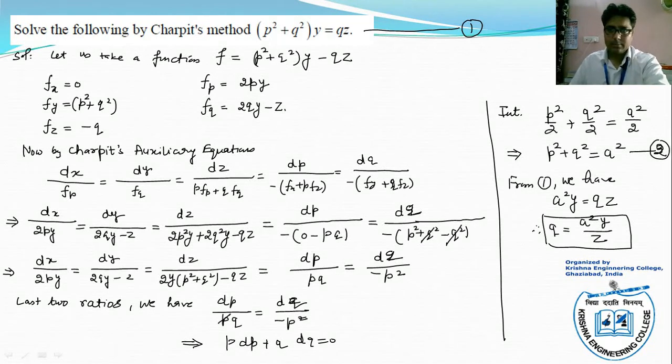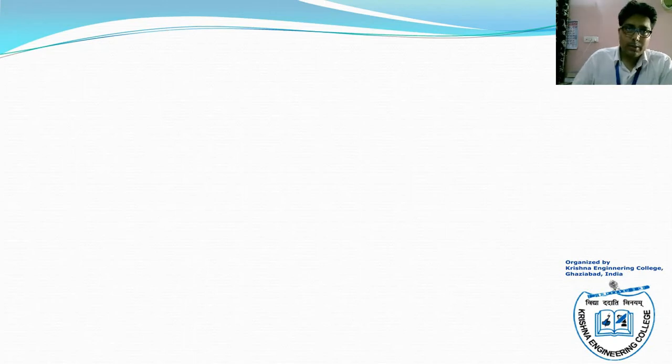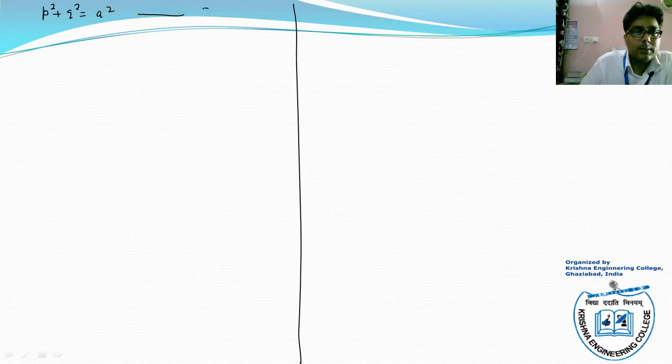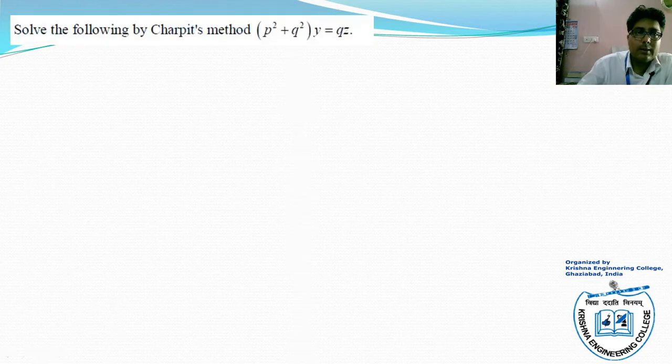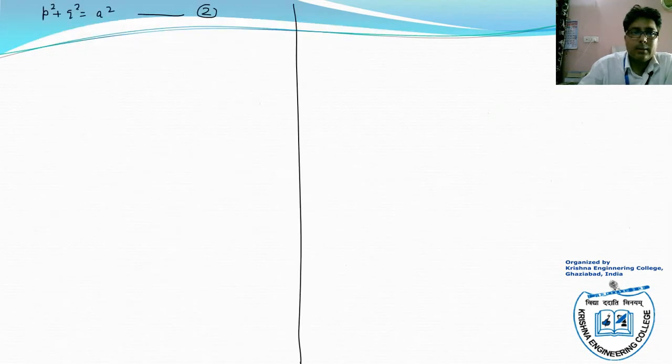Clear? The value of q is a square y upon z. Now, here we have the two equations. p square plus q square is equal to a square. This is equation number 2, and q is equal to a square y upon z, right?